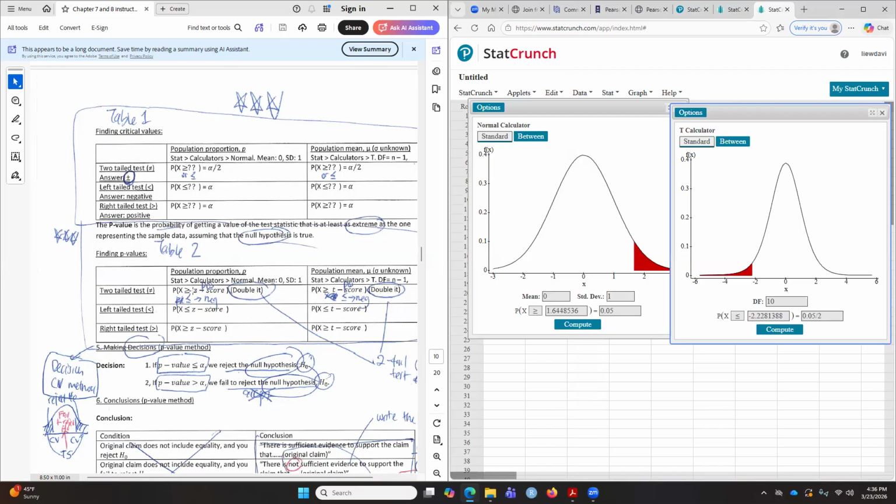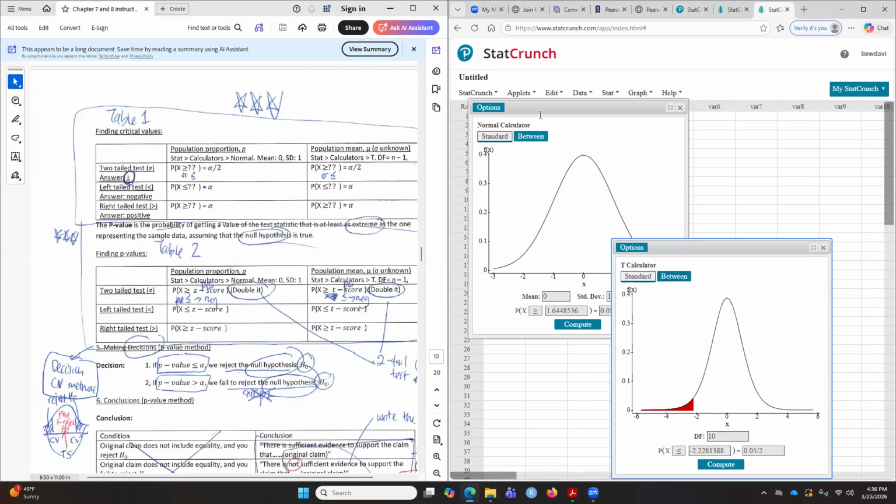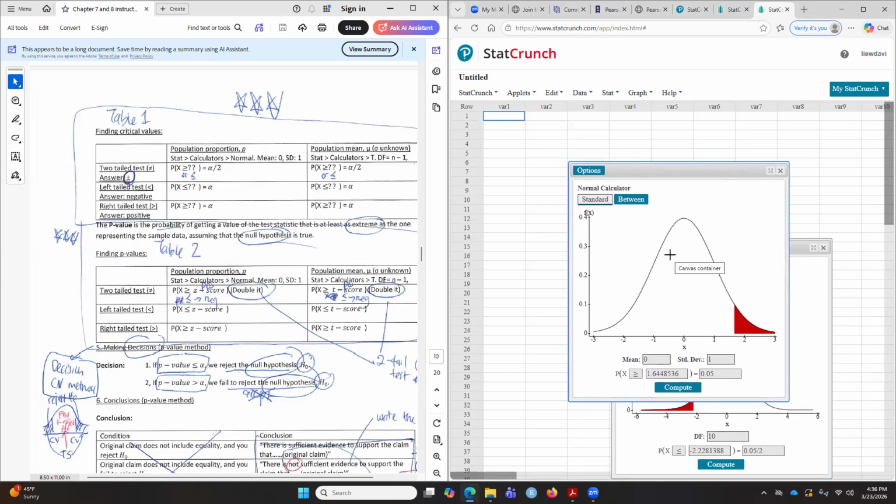So usually they will give you a z-score. So for proportion, we will also do the normal here. Okay, we'll do the normal calculator here. And then the mean 0, 1. If it's a two-tailed test, you need to figure out what is the z-score provided to us.